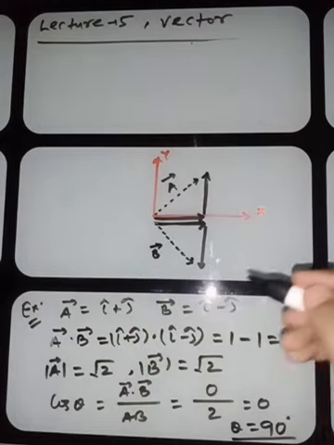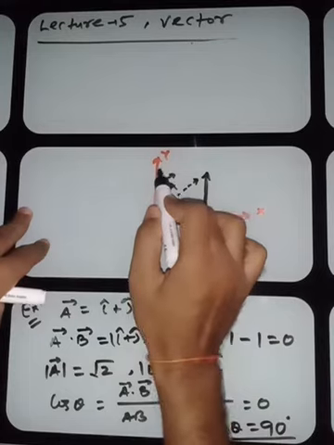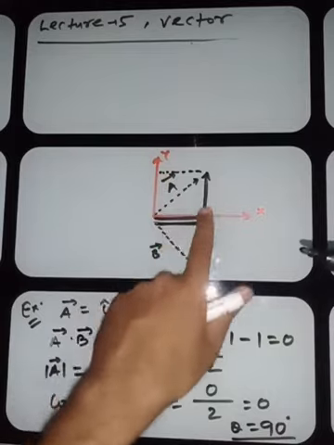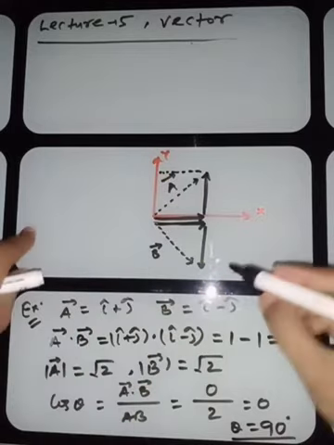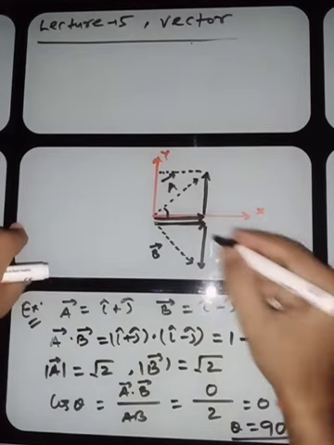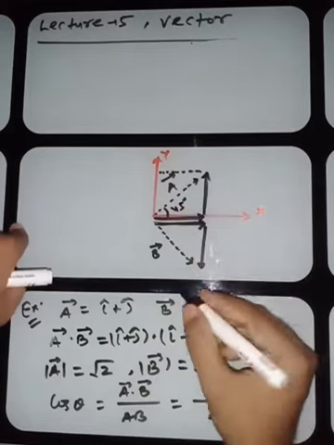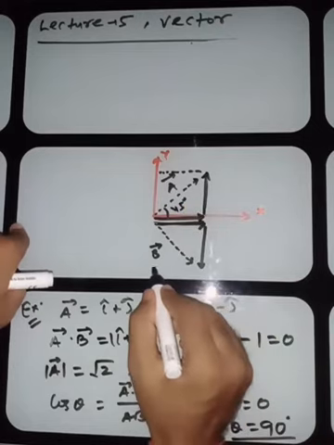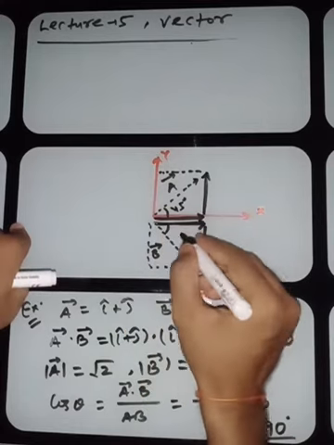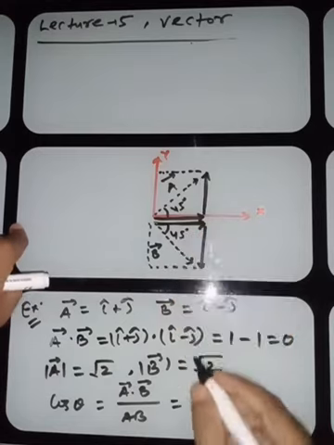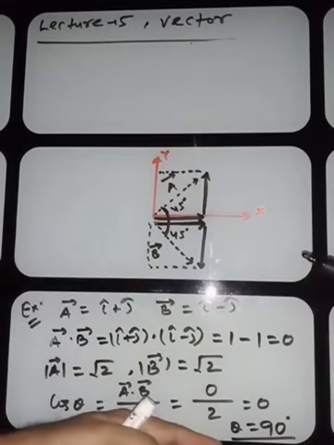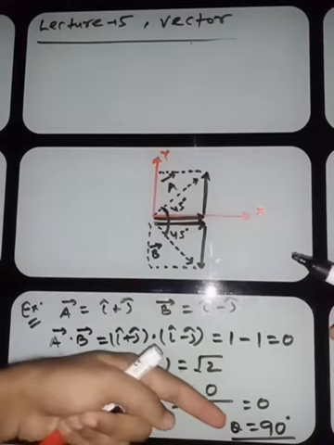Now you can see, my dear students, if you make this line, you find this is a square. If this is a square and this one is the diagonal, what will the angle be? This is 45 degrees. And again in this diagram, this is also a square, and this angle is also 45 degrees. So what will the total angle be here? The total angle will be 90 degrees. You can see we got the answer, it is 90 degrees.